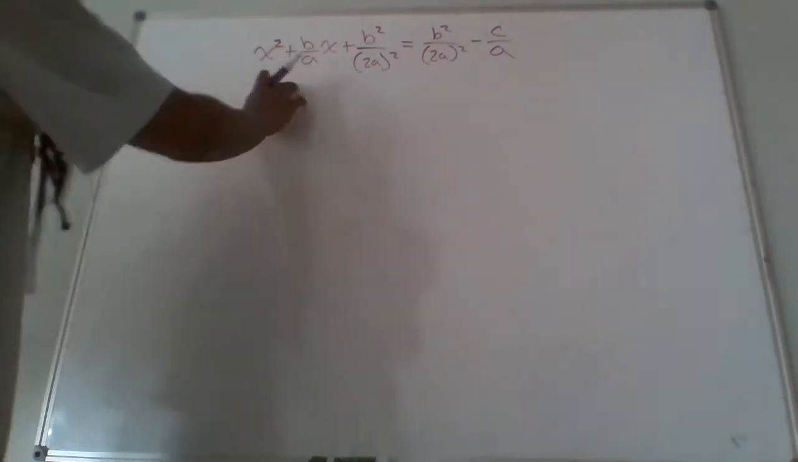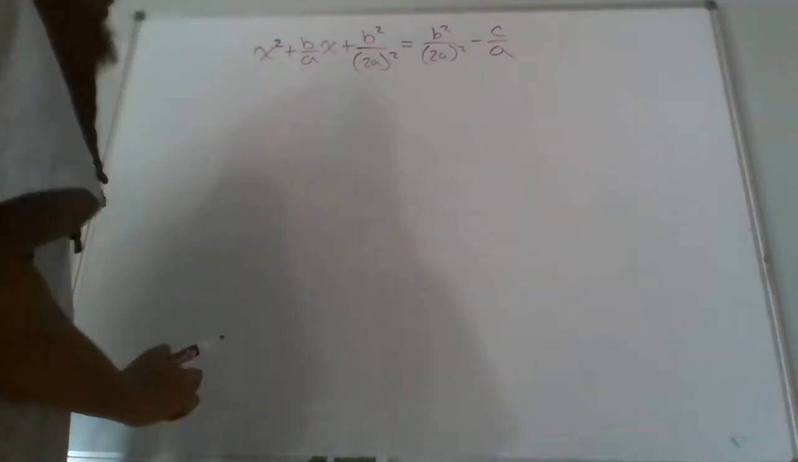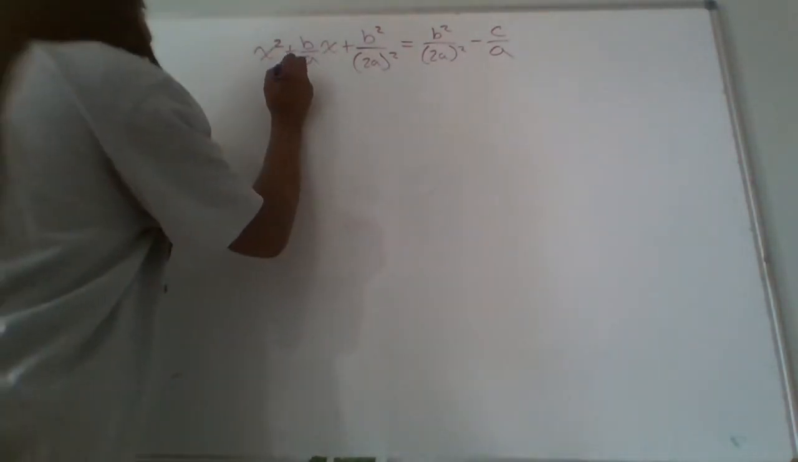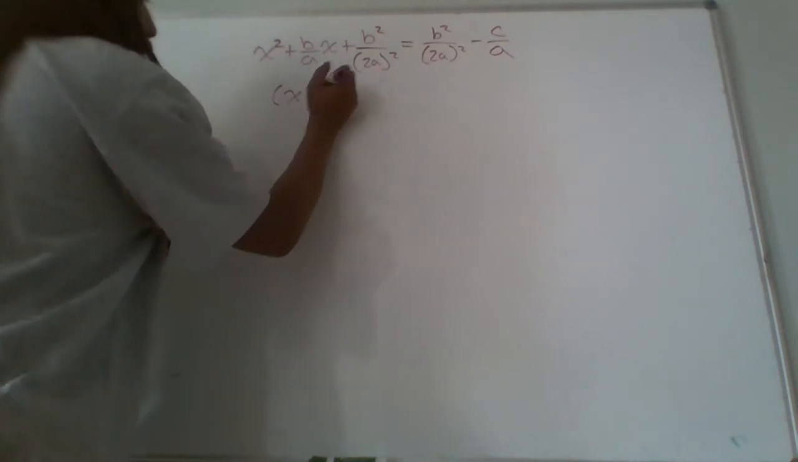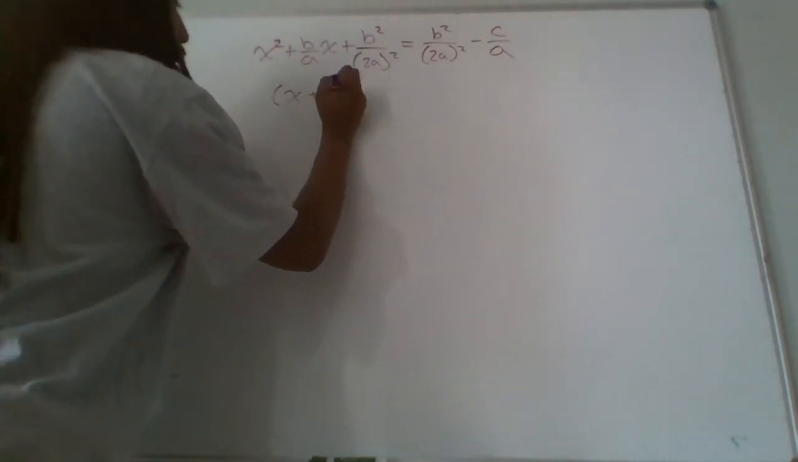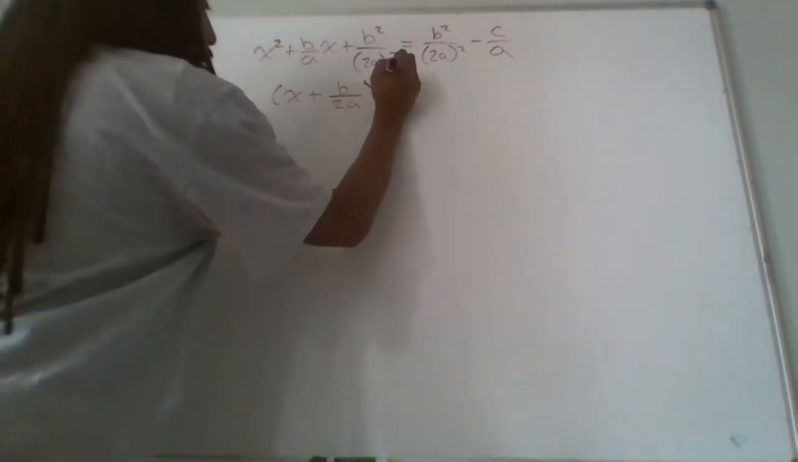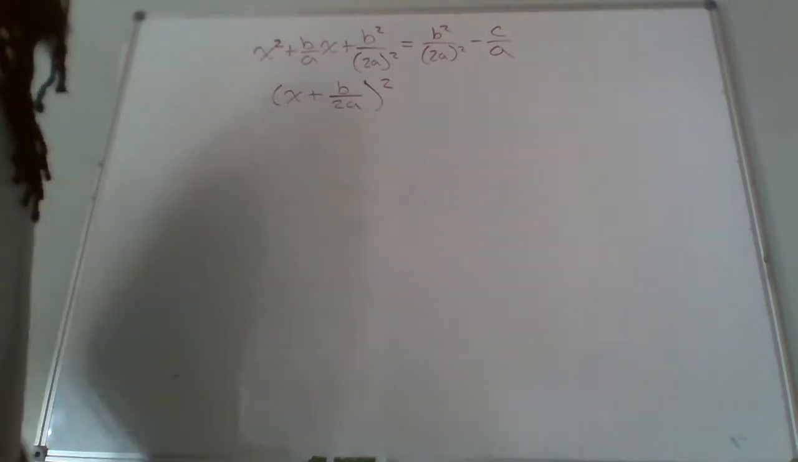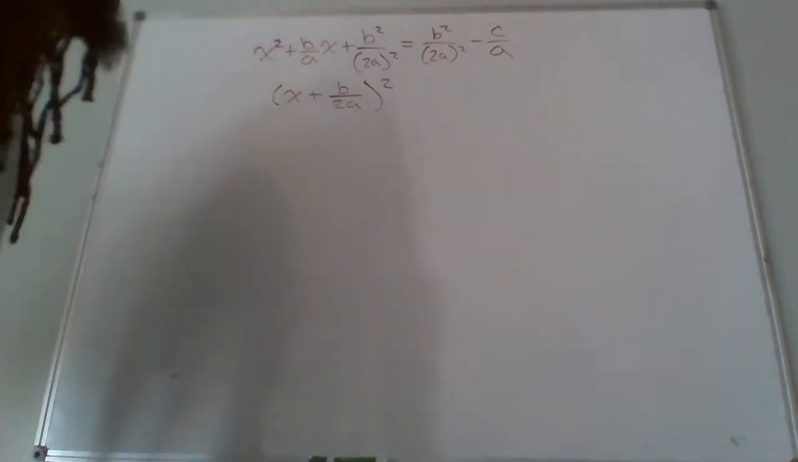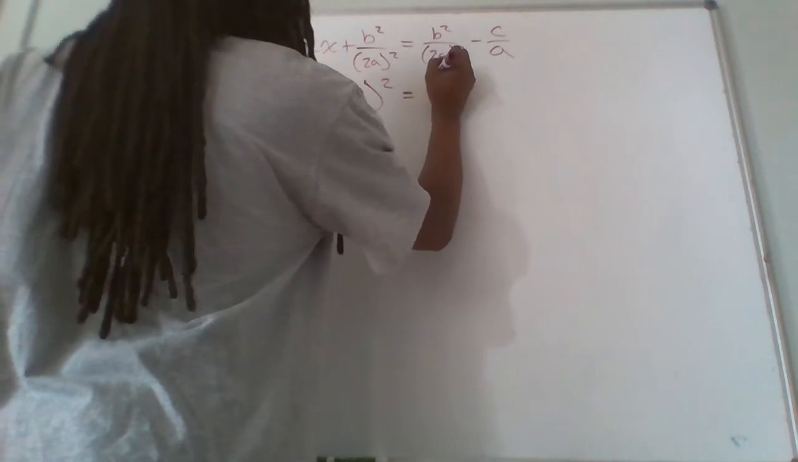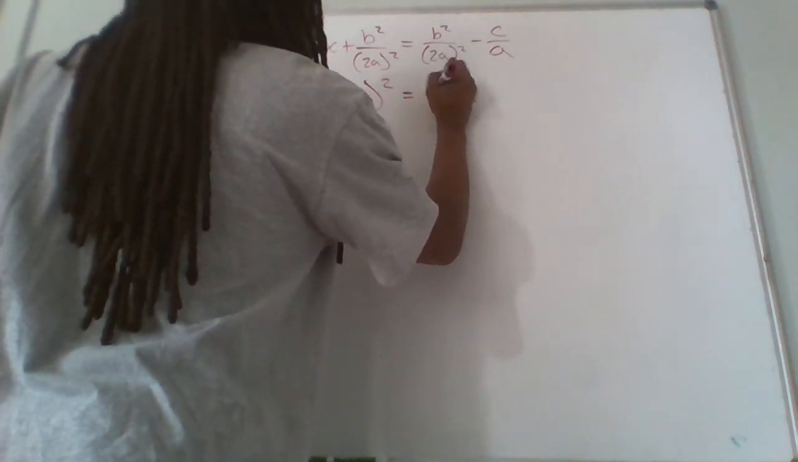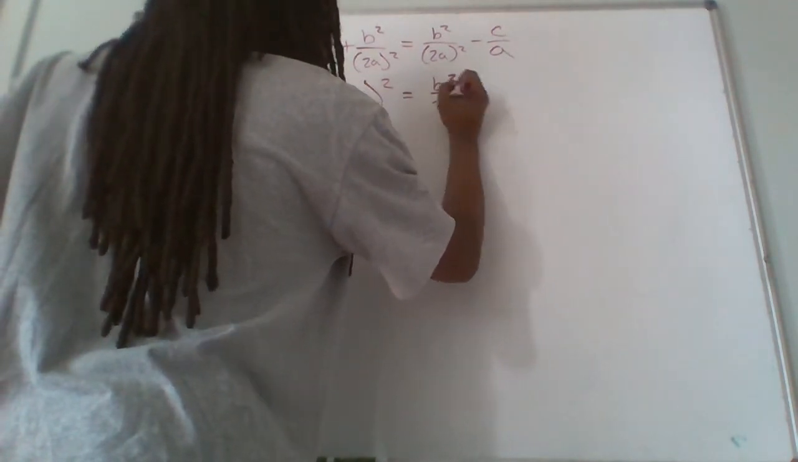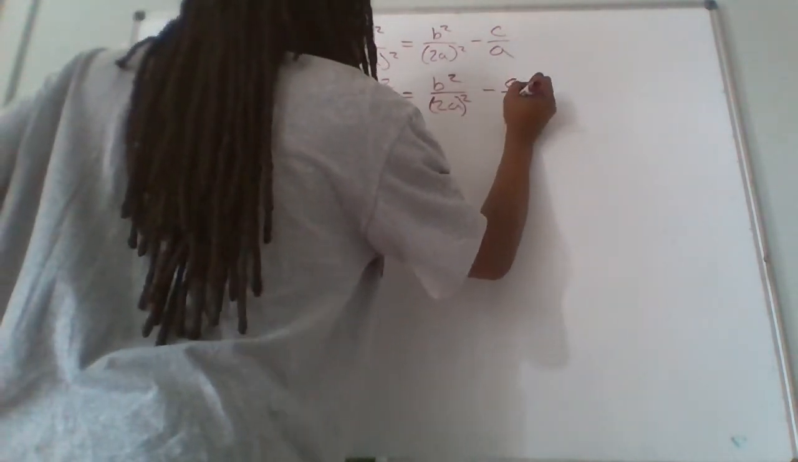Okay, our next step is to factor this, right? And clearly, this is x plus b over 2a squared. Once again, watch my earlier video if you don't understand this part. And this is equal to b squared over 2a squared minus c over a.